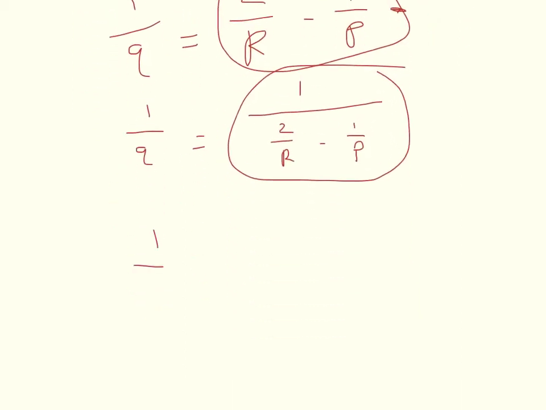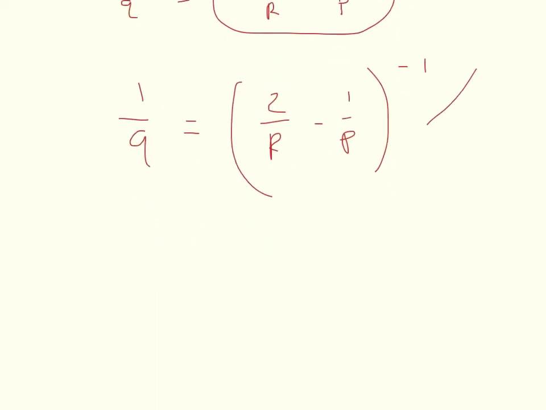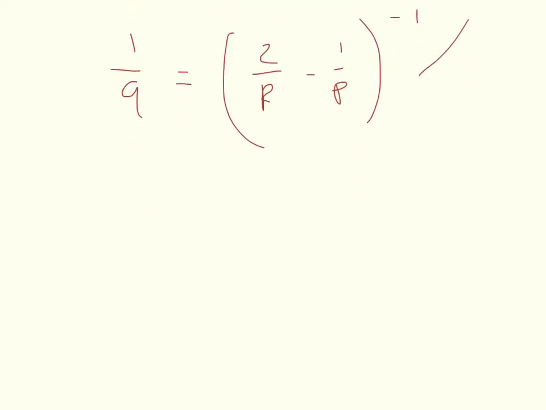The other thing you could do, 1 over Q equals 2 over R minus 1 over P. Put that all in parentheses and set it to the negative 1. That's the same thing. And both of these things I don't like because they allow for more calculator errors. And so what I like to do is give it a common denominator. So 1 over Q is equal to, if I take this term 2 over R and multiply it by P over P, I get 2P over PR.